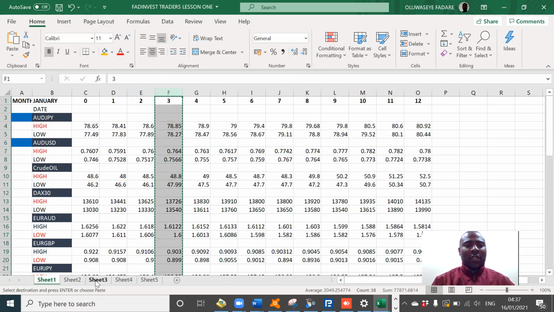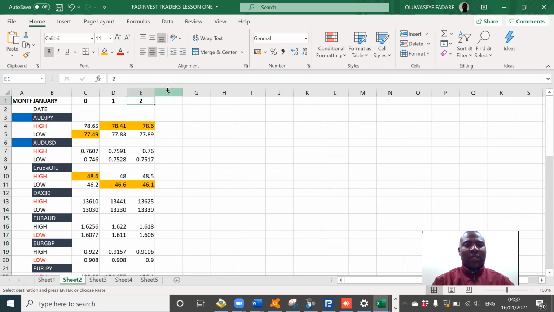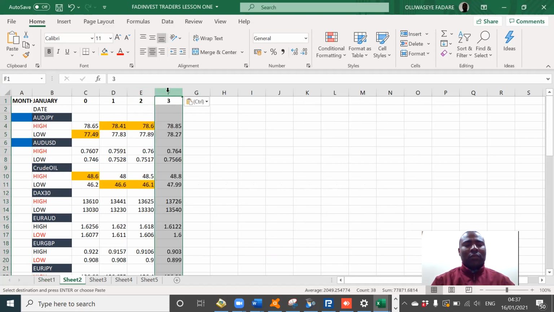So for day 3 again, we do the same thing, we paste. So here, what is our I? We are still on I for AUD JPY. Our I is 78.85. Is it higher than 78.6? Yes. The color. Our crude oil, we have 47.99. Is it lower than 46.1? No. So because it's not lower, we alternate. We color the I.